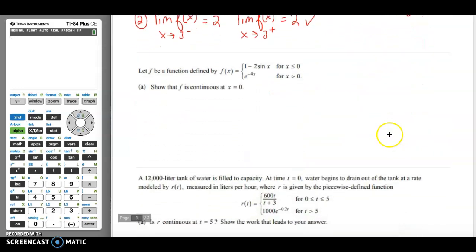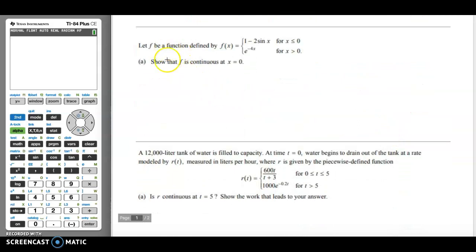All right, let's go on to this next question. So let f be a function defined by this piecewise function. Show that f is continuous at x equals 0. So this time you don't have to answer a question, you're just showing it. So still do the 3 steps right in a row though.